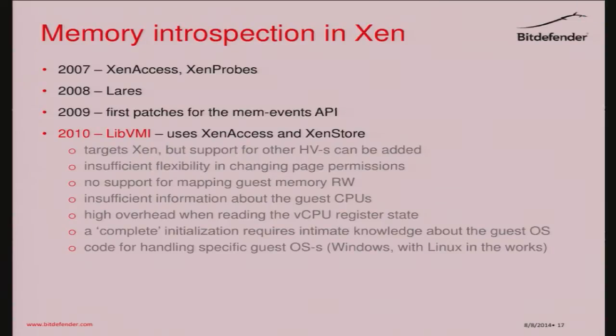So, a couple of Xen features were necessary in order to do this. The most important one were the mem-event patches that appeared around 2009, which we used to be notified each time a certain type of memory EPT violation actually happens.